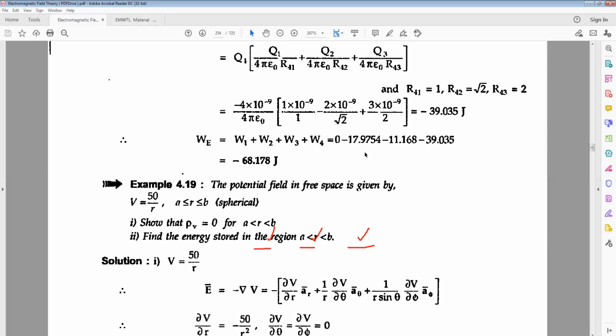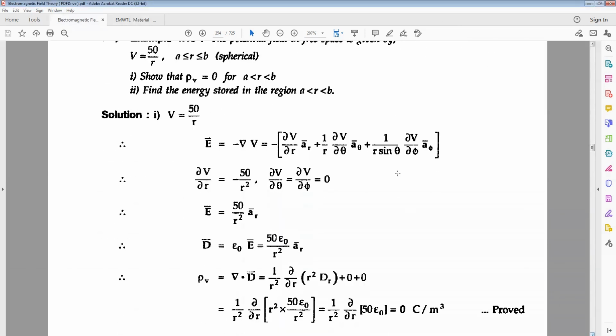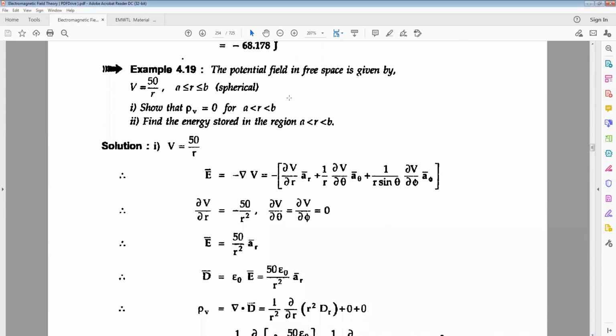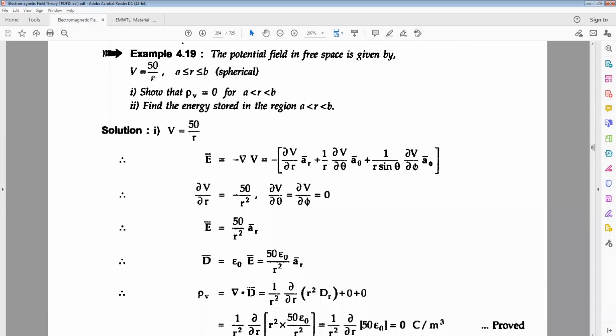And coming to the next example, the potential field in free space is given. V is equal to 50 by R in the spherical coordinate system. R varies from A to B. Show that rho V is equal to 0 for the range of A to B. Find the energy stored in the region of A to B.